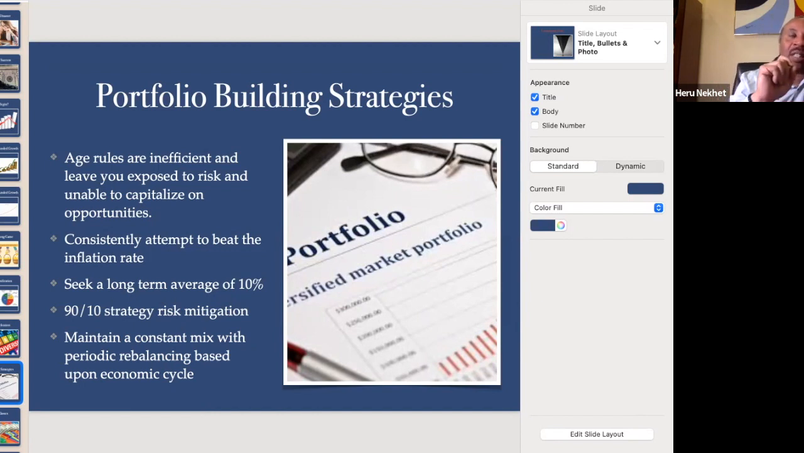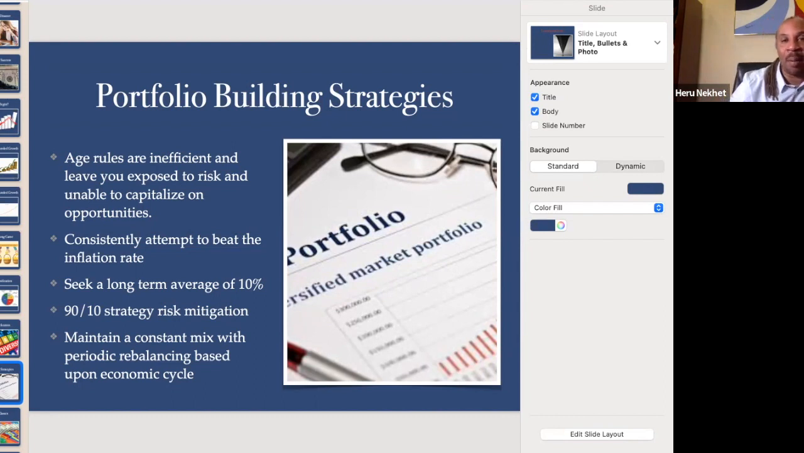Your goal is to consistently attempt to beat the inflation rate, because that's the long game, right? Inflation over the last 20 years was 2.7% and rarely ever goes over 4%, except that we're in an anomalous time right now. If we get 10%, we're good, right? We're going to beat inflation. Our money is still going to give us a good return many years from the time that we put it in. So we always want to beat that.